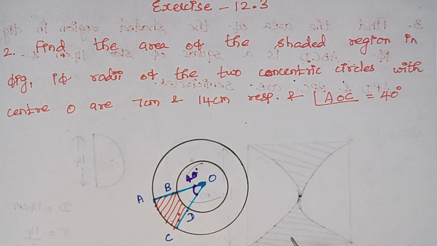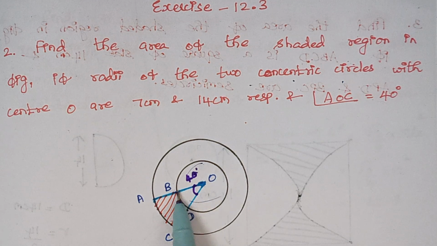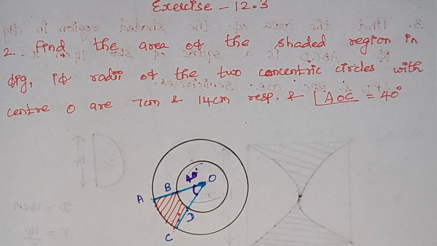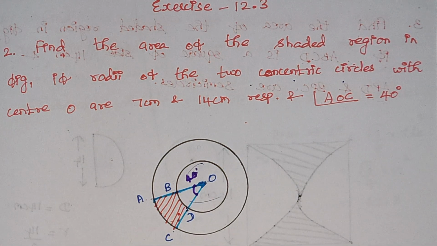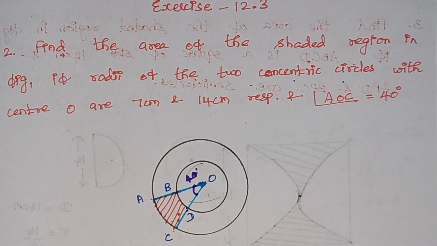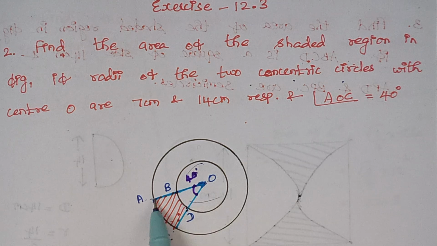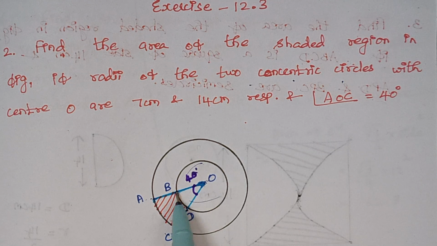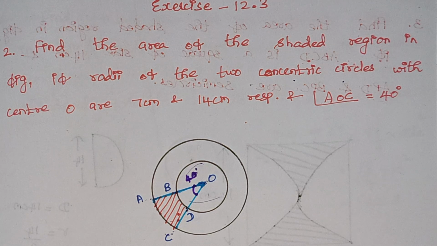Again, when you look at the diagram, you see this part is a sector, right? BOD is a sector, because we have two radii and a corresponding arc. Similarly, this AOC is also a sector, because OA and OC are radii. So how to find the area? You just calculate the area of this bigger sector, and then subtract the area of this smaller sector. Then obviously we will be getting the area of this shaded region, right?